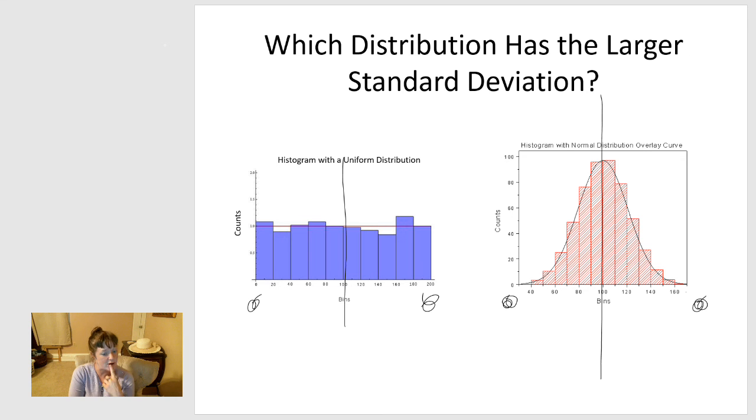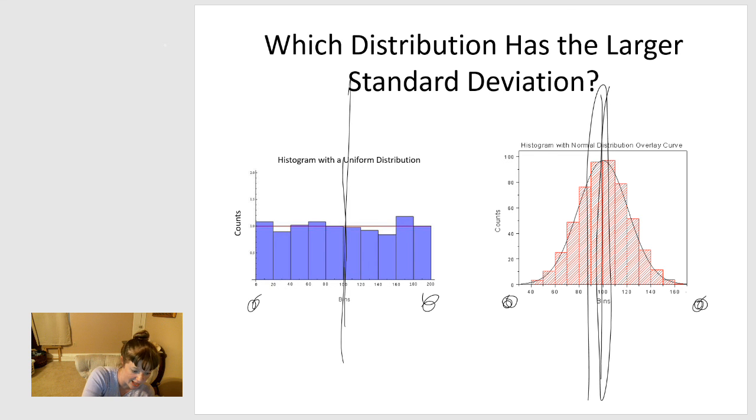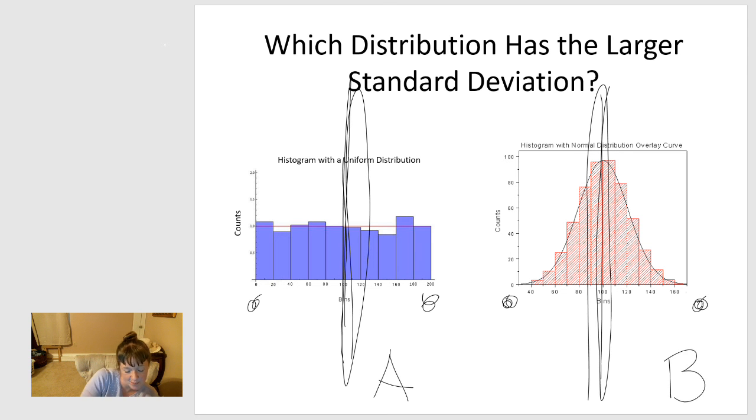And I want to refresh your memory. The standard deviation tells me, are people close to the average or are people far away from the average? And here the average is 0 and here the average is 0. Which one has the larger standard deviation, A or B? Think about it. The answer is A. Are you surprised?